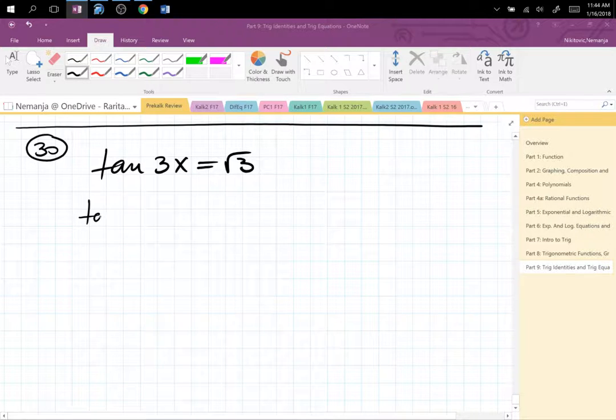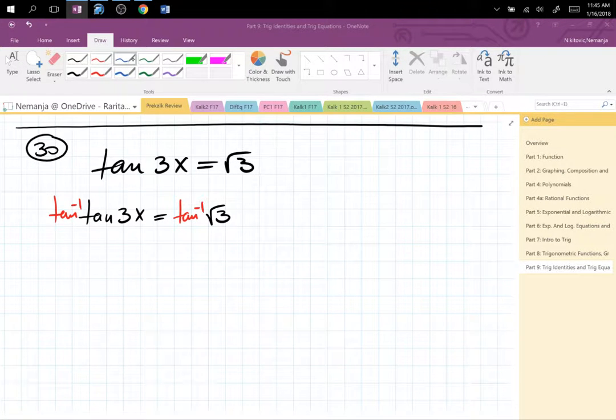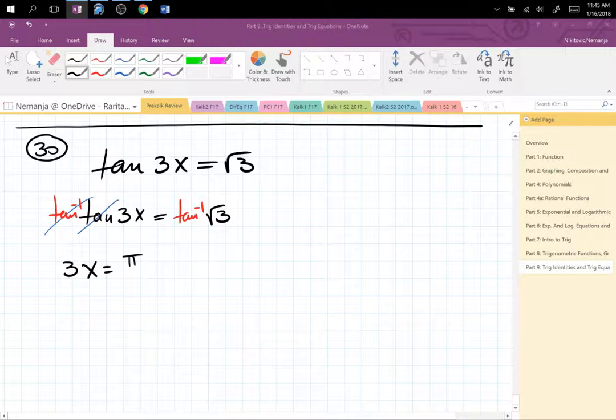I immediately copy the problem and leave the space for the inverse, and then hit both sides by the inverse of tangent to get rid of the tangent and get to this basic 3x equals, and root 3 is pi over 3.